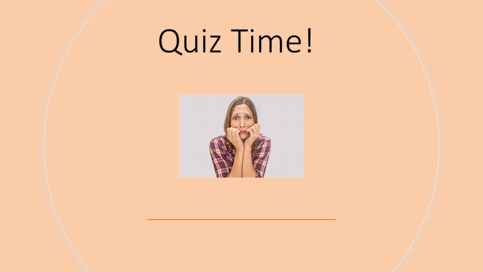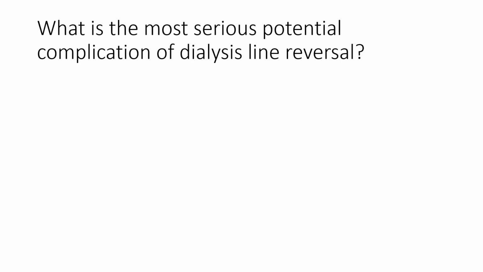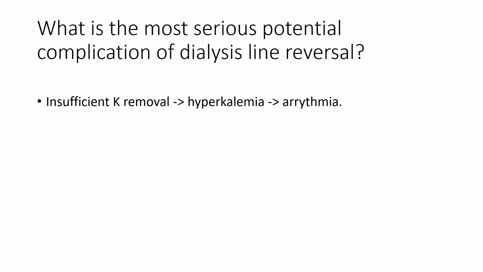Okay, time for the monthly quiz. Question number 1, what is the most serious potential complication of dialysis line reversal? That's right, so you can get recirculation, which can lead to poor clearance of potassium, leading to high potassium levels or hyperkalemia, and that can cause an arrhythmia and even death.